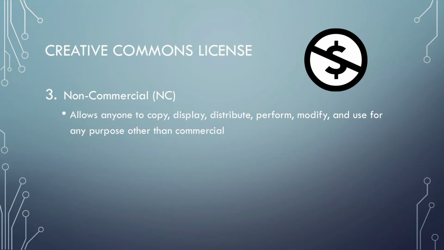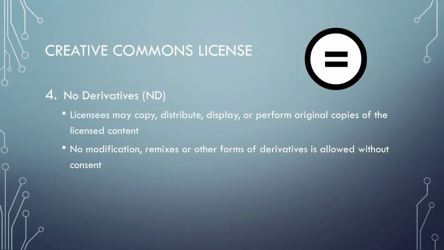The third license is the non-commercial license, represented by the letters NC or this symbol. This allows anyone to copy, display, distribute, perform, and modify the work for any purpose other than commercial. Say you saw a nice picture online and you want to print them on mugs to give as Christmas gifts. If it has an NC license, then you can do that. However, once you sell those mugs for a profit, then that is violating the CC license of the creator of the picture.